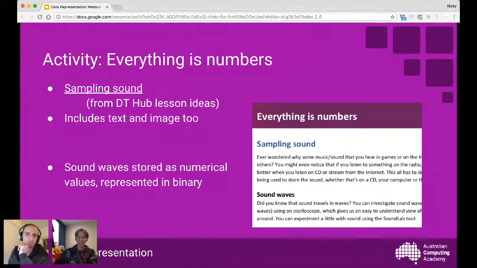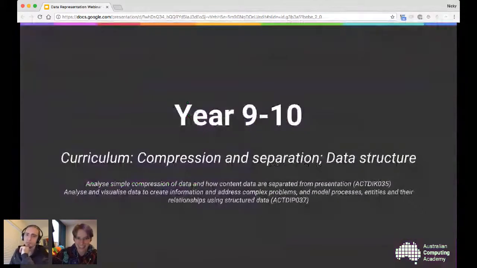Which brings us to 9 and 10, we're getting there. 9 and 10 band. So in Year 9 and 10, we sort of introduce a couple of brand new ideas. Compression, the idea of separating our data from our content, our content from our presentation of that content, and we looked more specifically at how data is structured. And the best way to sort of get you to understand these ideas is through exploring some activities yourselves.